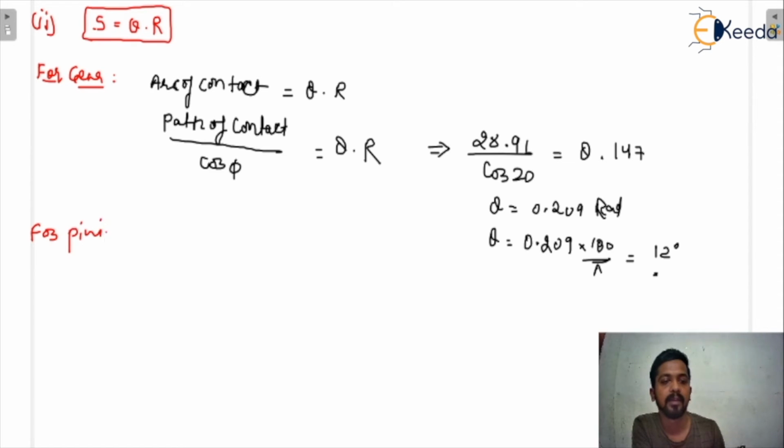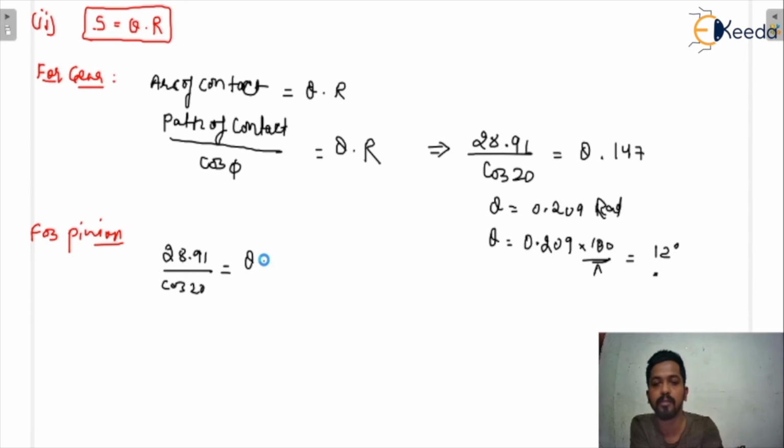For the pinion, what will be the difference? The difference will be the pitch circle radius. Everything else would be the same. So I'm just writing the direct formula and putting in the values: 28.91 upon cos 20, that is basically the arc of contact, and we know that the arc of contact is the same for the pinion as well as the gear. So that is equal to theta into r.